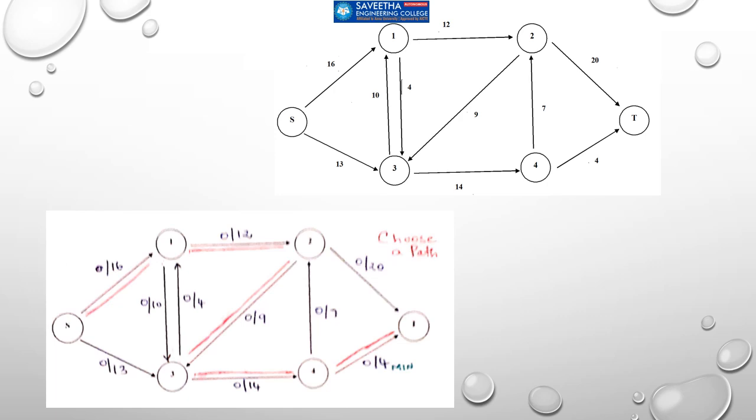Initially all the edges are 0, that is, we have not started flowing anything. So we mark this as 0, this as 0, this as 0, and so on. Now among the edges in this path, consider the minimum value. Here it is 16, 12, 9, 14 and 4. So 4 is the minimum value, and we take this to be the amount of flow with this path.